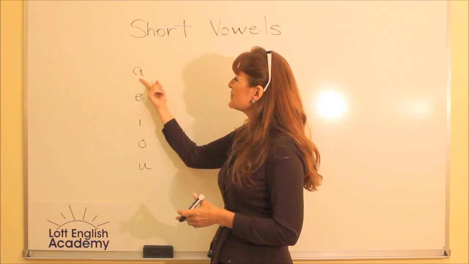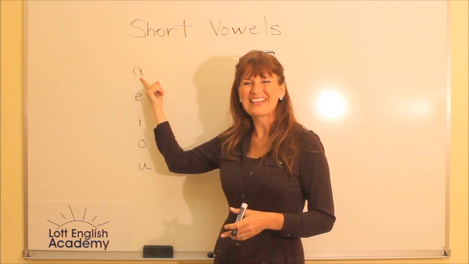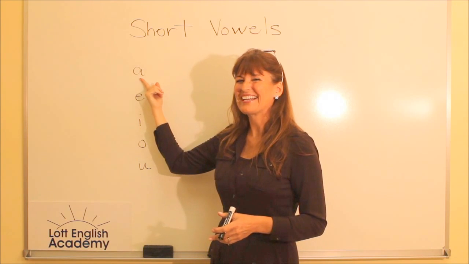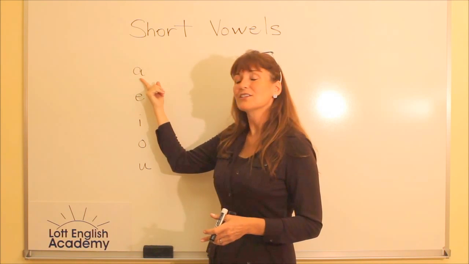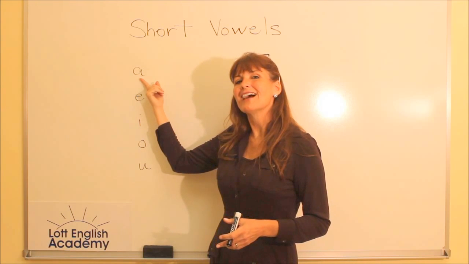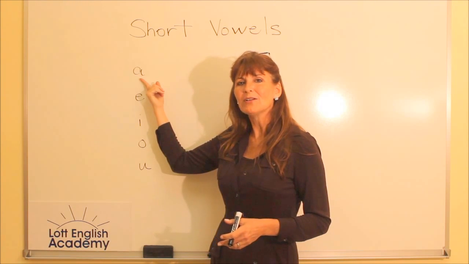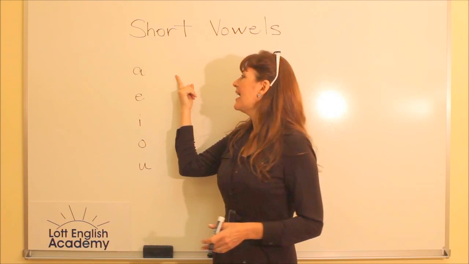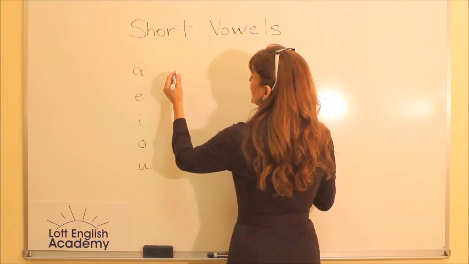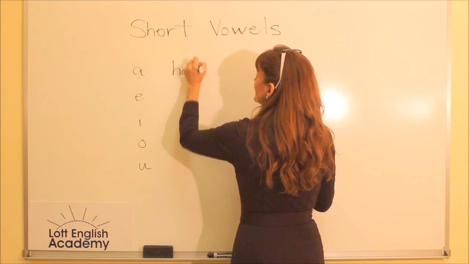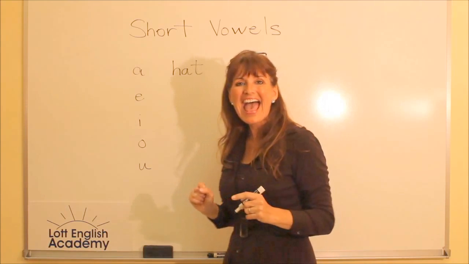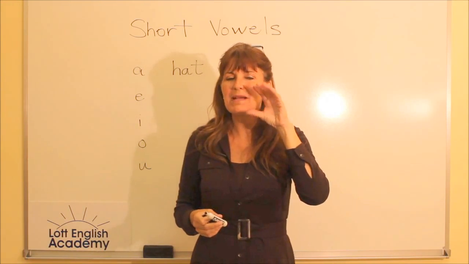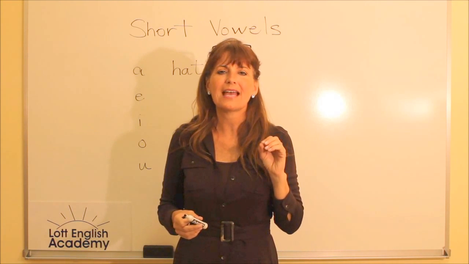The first vowel here is what letter? What letter is this? Did you say A? That's correct. This is A. But when it's a short vowel, the sound that it makes is not A. When it's a short vowel, the sound that this letter makes is a. And I'm going to give you an example. A word that has this in it is the word hat. Hat. Notice how I open my mouth. My mouth becomes very wide when I say this sound.